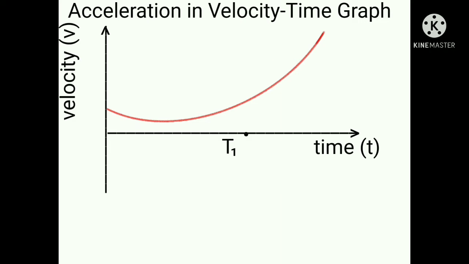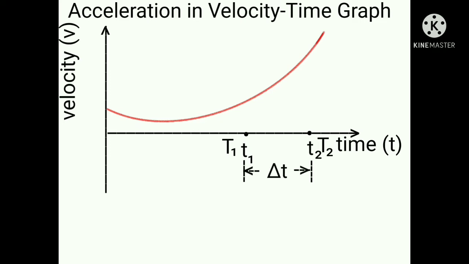Let's take a point capital T1 on the time axis. The corresponding time value is T1. Let's take another point capital T2 on the time axis, and the corresponding value of time is T2. Delta T is the corresponding interval. P1 is the point on the curve corresponding to point T1 on the time axis, and P2 is the point on the curve corresponding to point T2 on the time axis.